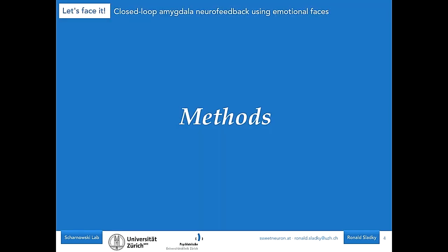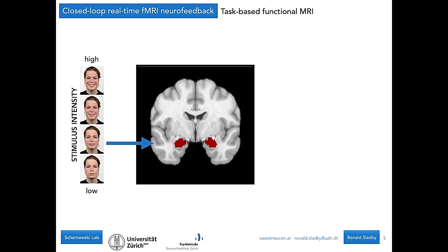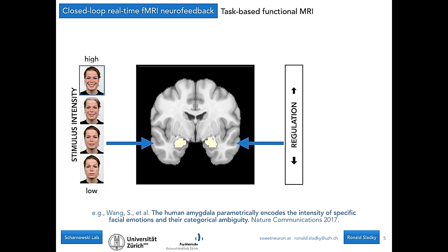So what we are doing in real-time neurofeedback: traditionally in fMRI, we assume that a stimulus with a certain stimulus intensity is parametrically modulating the target region. We can also instruct a subject to do some sort of regulation, so internal processes are counteracting or even increasing the effects that the stimulus has on this region.